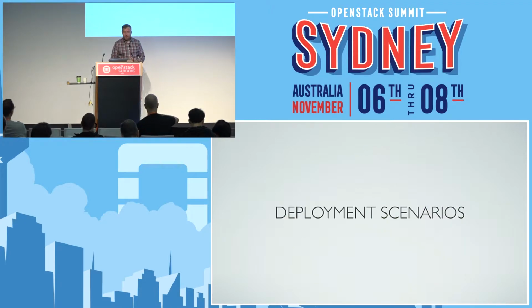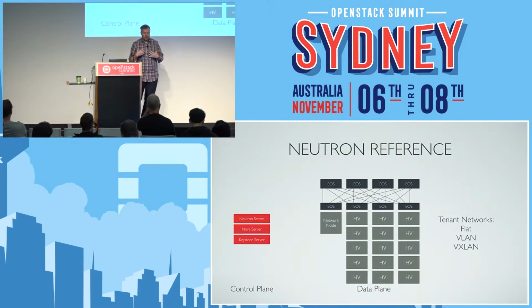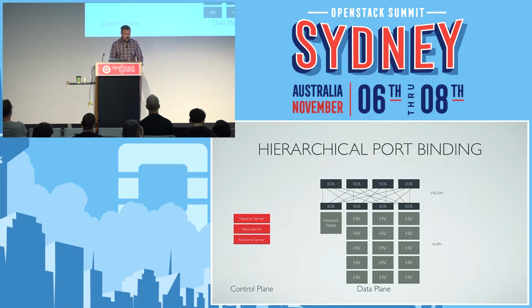Talking about some of the deployment scenarios, with the reference architecture you've got your mix: you could have flat, you could be running VLAN networks, you could be running overlays with, say, VXLAN, or another encapsulation format. The Neutron server itself is not part of the data path, and you have a network node, and you can have more than one, some fleet of them. It doesn't really change even if you're running hierarchical port binding or one of the other options available, where you could have VLANs within the rack and VXLAN across the L3 fabric.